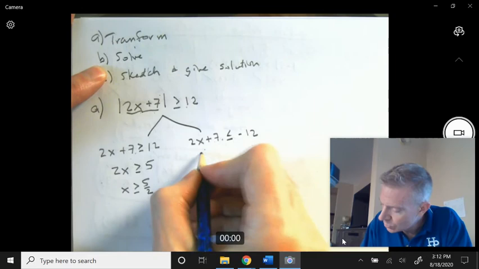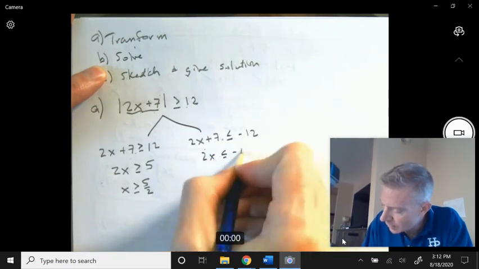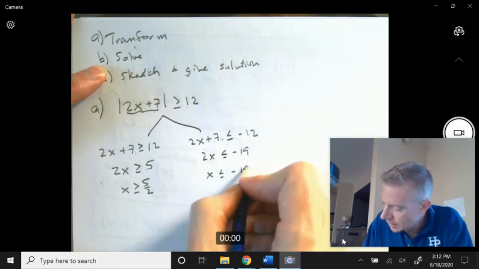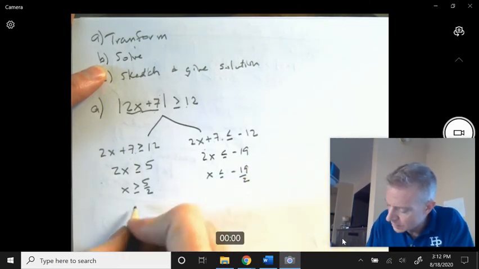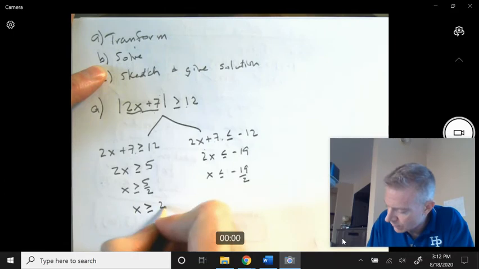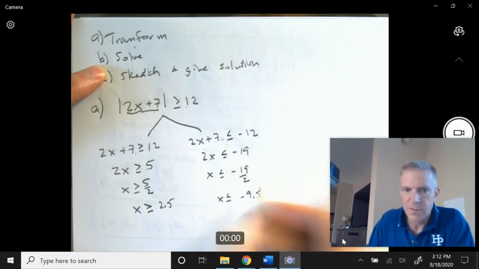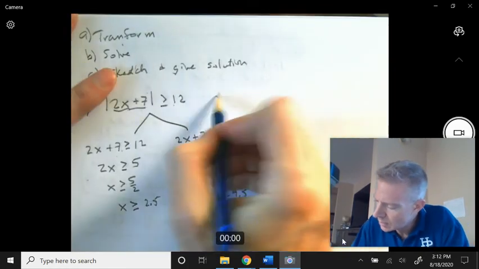Over here, we're going to say 2x is less than or equal to negative 19. We're going to say x is less than or equal to negative 19 halves. Okay, if we want to make these decimals, x is greater than or equal to 2.5 and x is less than or equal to negative 9.5. Okay, let's write this out on a number line.